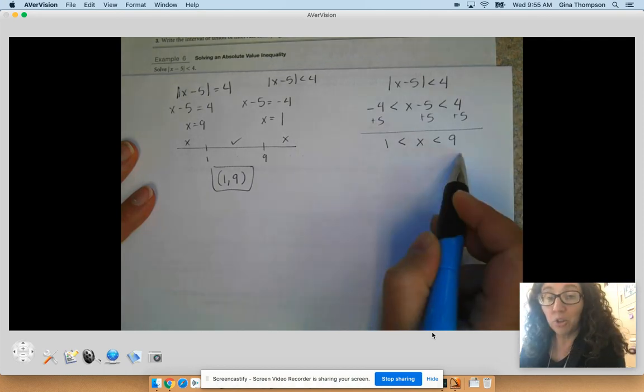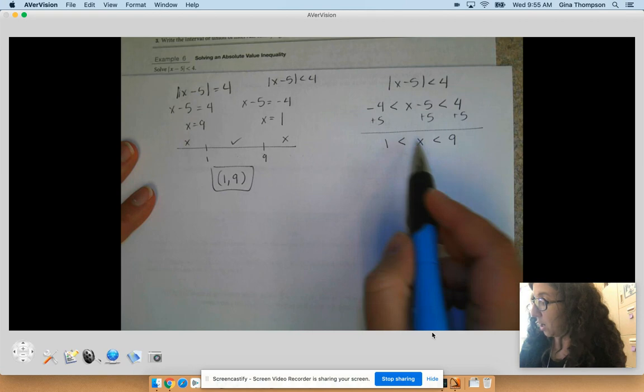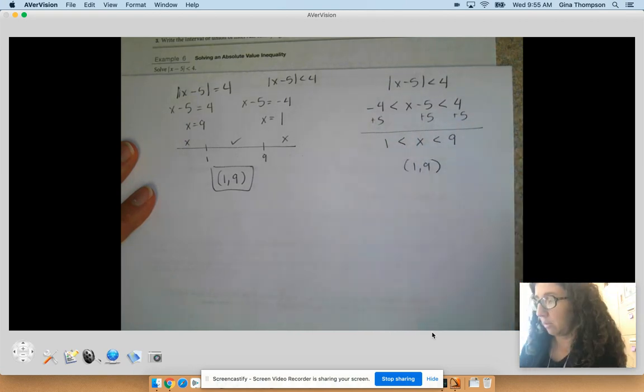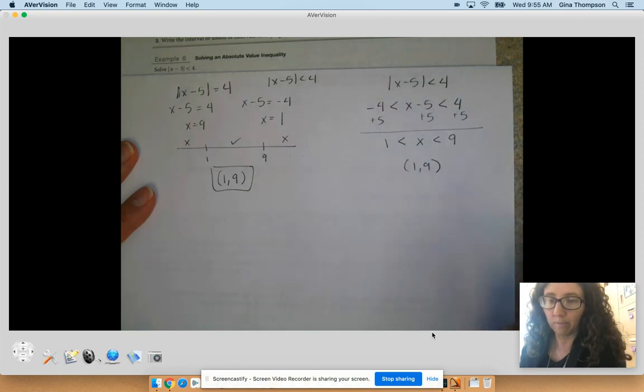Oh, I'm just done in one step, right? X is greater than 1 and less than 9. I could, again, write it in interval notation like that. So for problems like this, I think this is a little bit easier, okay?